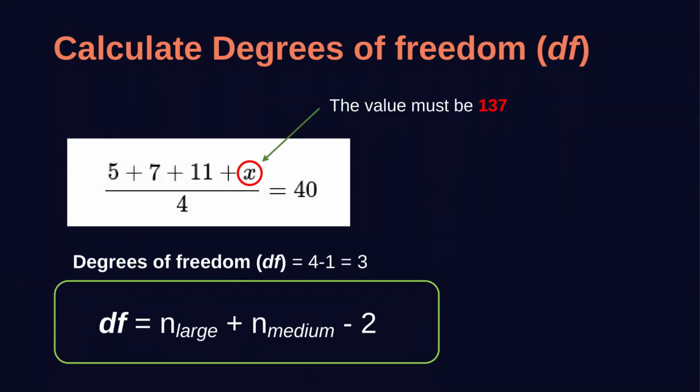With that information, the 4th value cannot vary freely anymore. It has to be 137 to keep the mean at 40. So even though we started with 4 independent observations, knowing the sample mean takes away 1 degree of freedom. We are left with 3 degrees of freedom. In a 2-sample case, the number of degrees of freedom equals the total number of observations minus 2, because we are using 2 sample statistics, the means of each group.